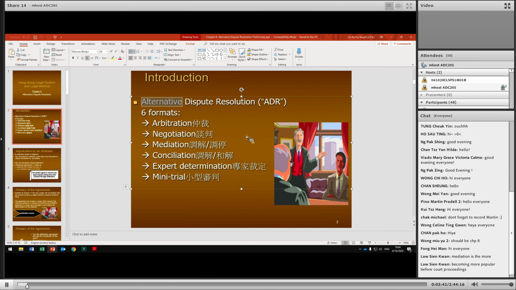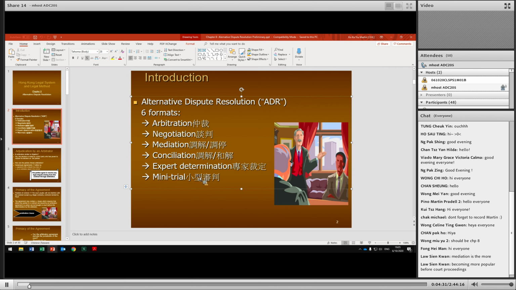So altogether we have 6. The first one is arbitration, negotiation, mediation, conciliation, expert determination, and also mini trial. But of course, out of the 6, negotiation is very common sense. Strictly speaking, it should not be regarded as an ADR, because usually the parties will have some kind of negotiation before they go to court. I think no one will take the case to the court without any settlement or discussion. Formally speaking, negotiation should not be regarded as a very serious format of ADR.